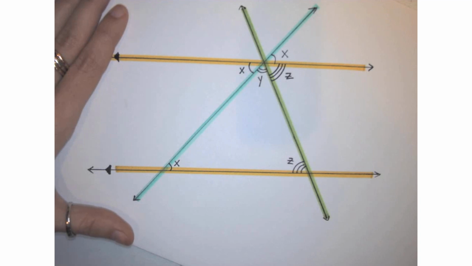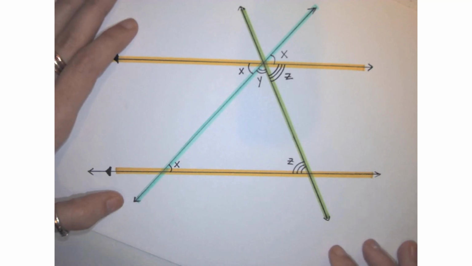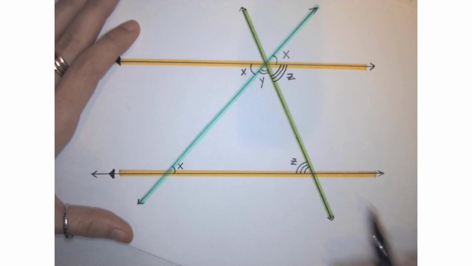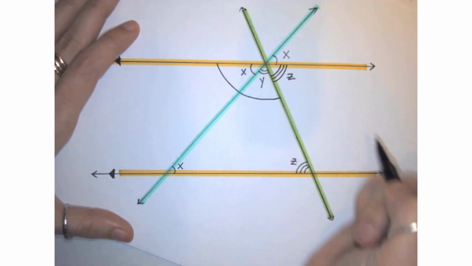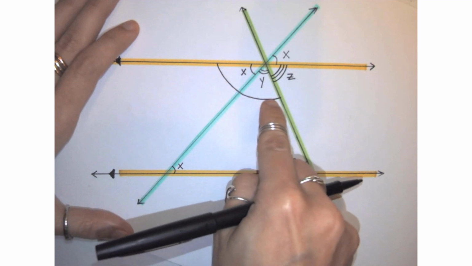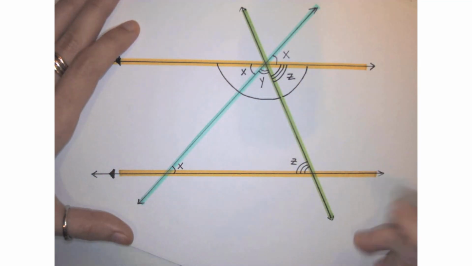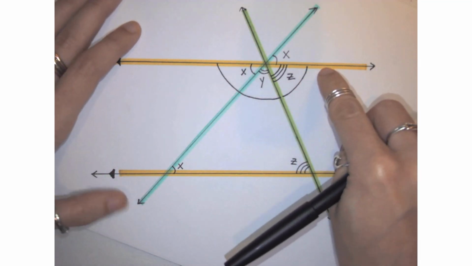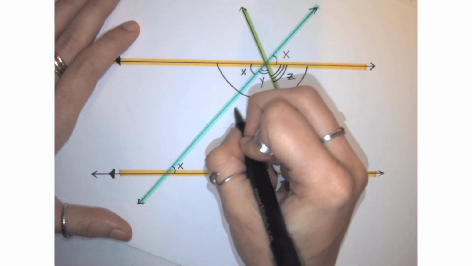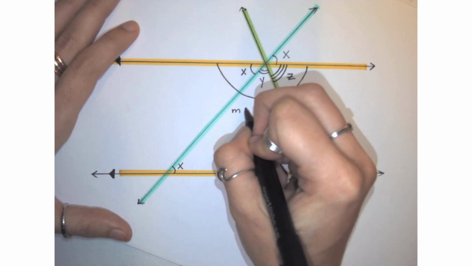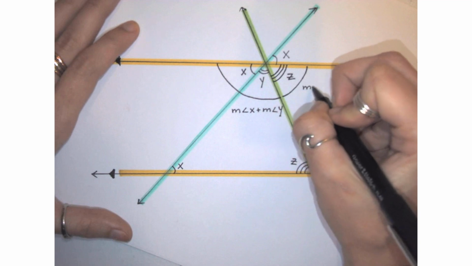All right, now we're in the final part of the proof. This is the cool part. So our definition of adjacent angles tells us that this angle on the left side of the green transversal plus this angle on the right side of the green transversal is supplementary. And therefore, this is the measure of angle X plus the measure of angle Y. This angle is the measure of angle Z.